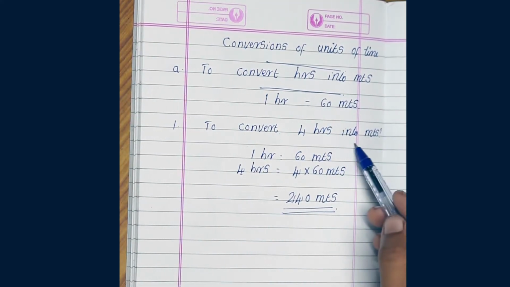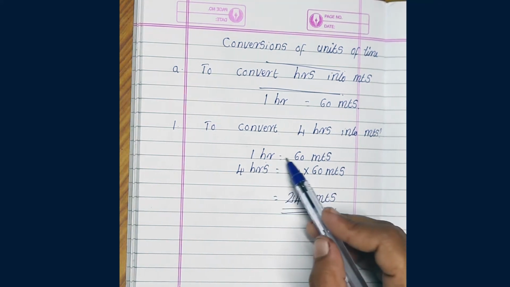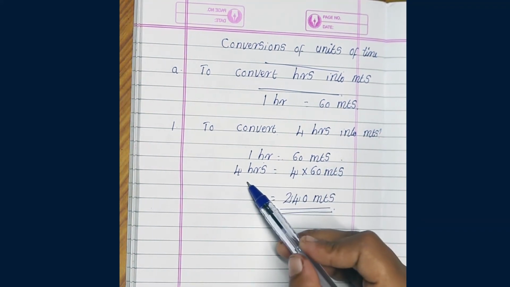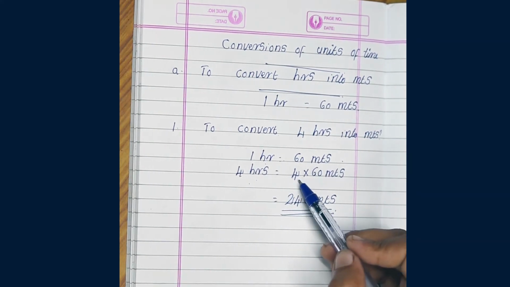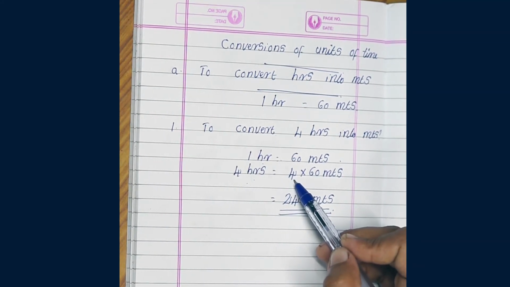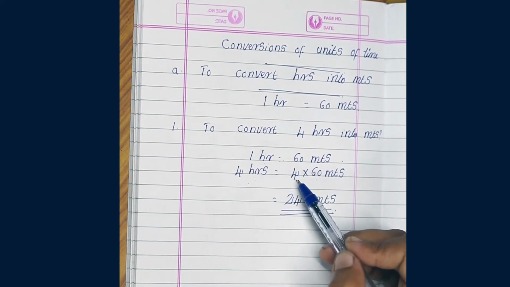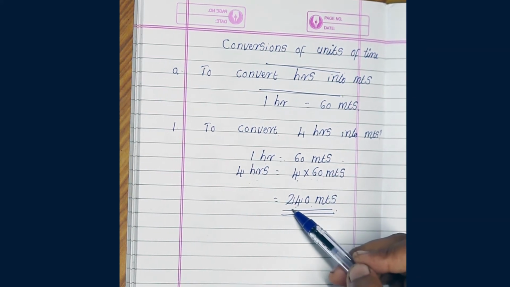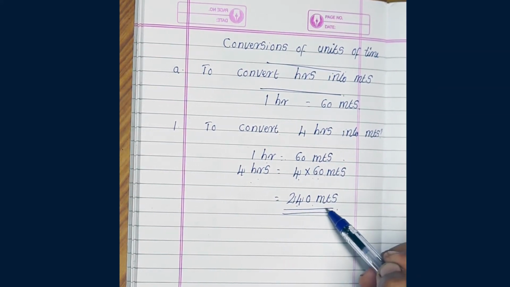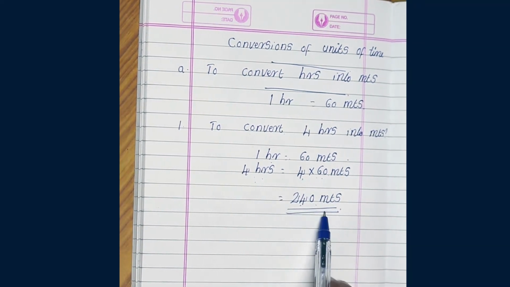To convert 4 hours into minutes, we know that 1 hour equals 60 minutes. Here we want to convert 4 hours into minutes. So we multiply the given number, which is 4, by 60 minutes. 4 6s are 24. Then put 1 zero here. Then we get the answer as 240 minutes. Therefore 4 hours equal 240 minutes.